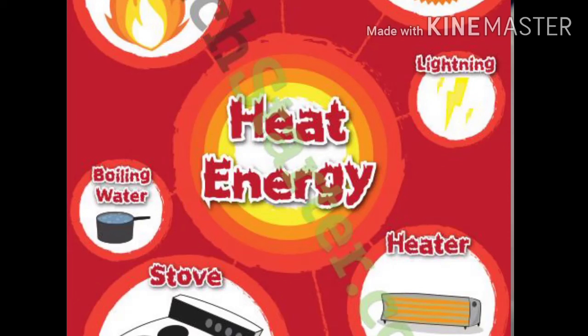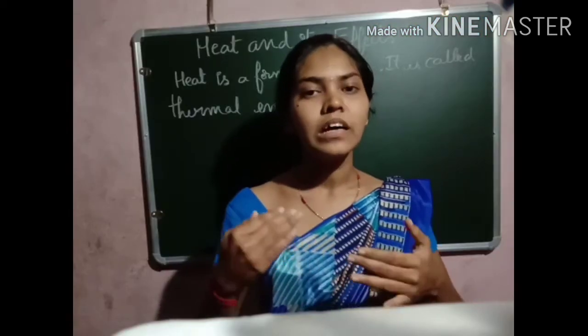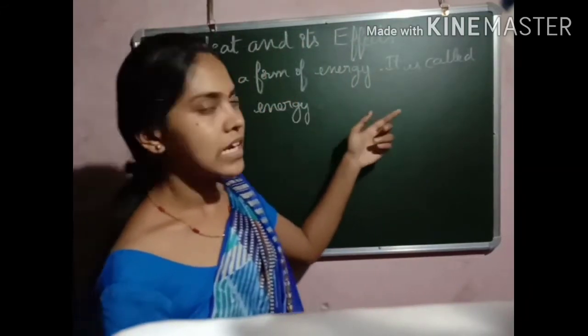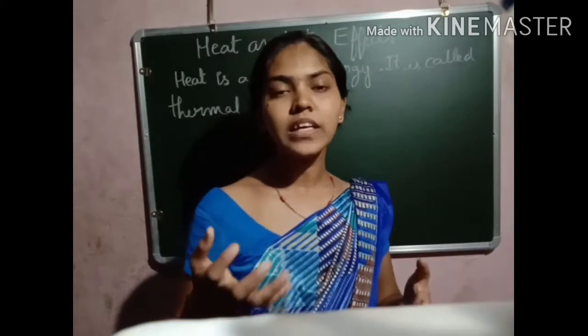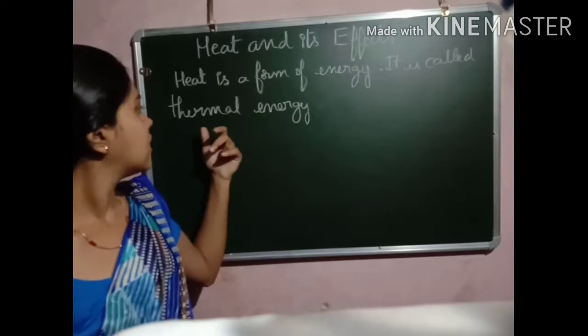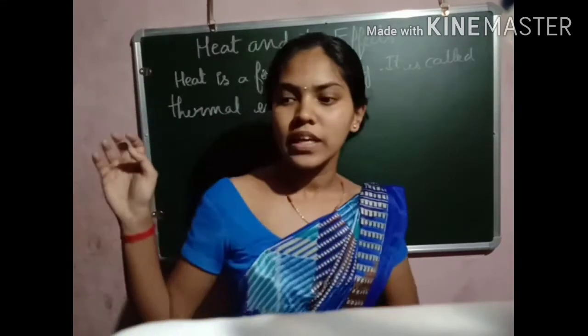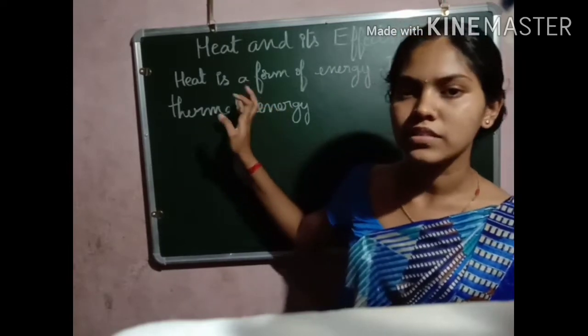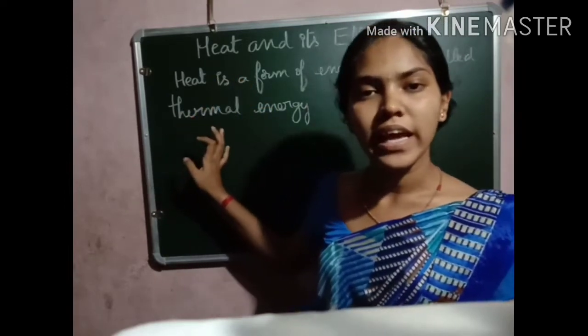Energy. Heat is a form of energy. So what is heat? Heat is a form of energy. It is used as a fuel. It is called thermal energy. In science we call it thermal energy. Heat is known as thermal energy.